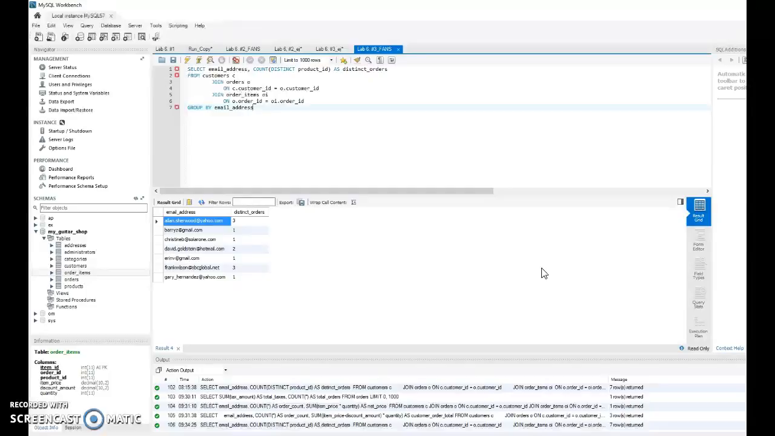That's what I call the final answer, where we have a column with the email address and the distinct orders established by distinct product ID.